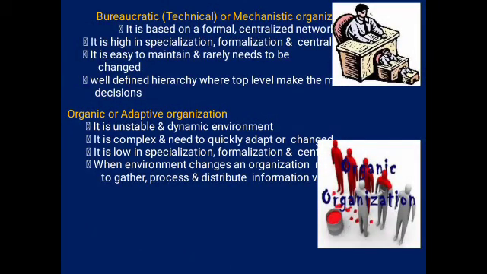Next, the types. We have discussed two types now. Based on the flow of control, we have the bureaucratic or mechanistic organization. It is based on a formal centralized network. So the top-down organization is there, and that is called a mechanistic organization. It is based on a formal organization. It is high in specialization, formalization and centralization. There should be rules formed by that group, that is, in the formal organization group.